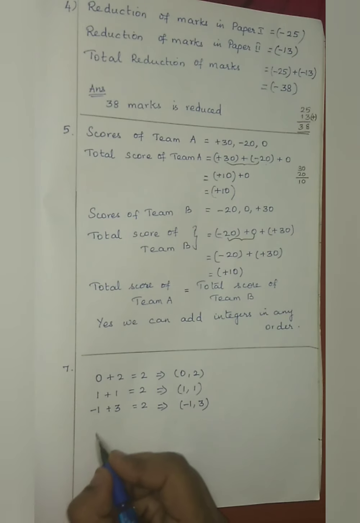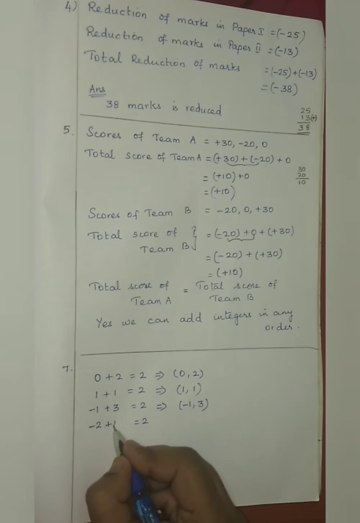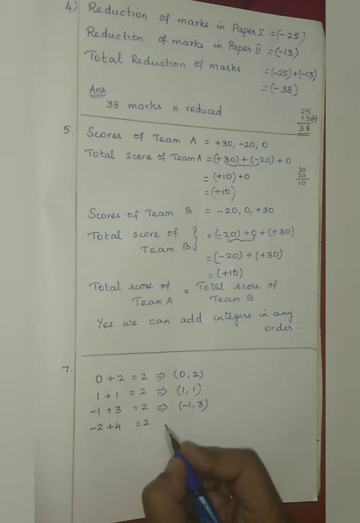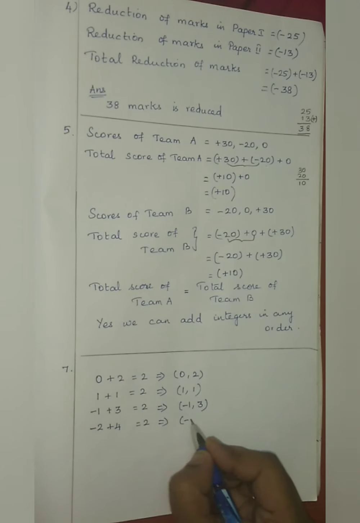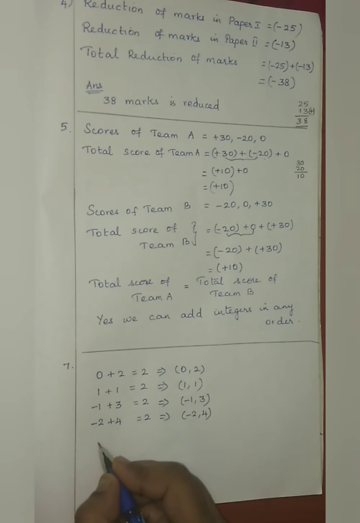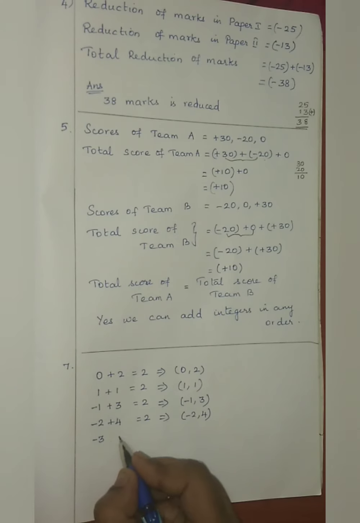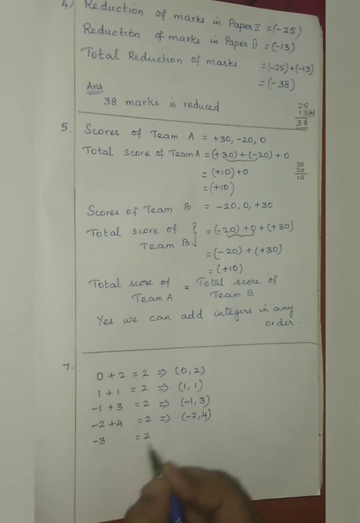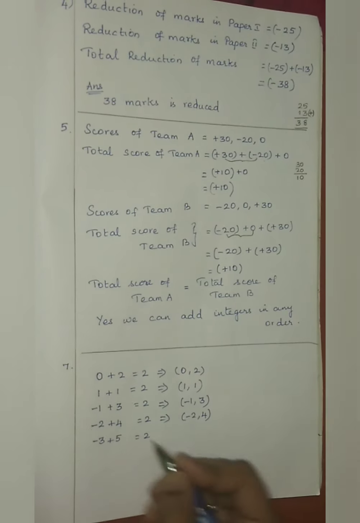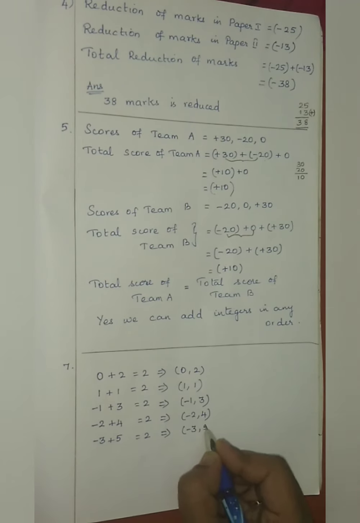3. The next pair, I am going to take the first integer to be minus 2. What when added to minus 2, I will get 2? 4. When 4 is added to minus 2, I will get 2. So the fourth pair is minus 2, 4. And in the next pair, I am going to take minus 3 as the first integer. So what when added to minus 3, I will get 2? 5. So the fifth pair is minus 3, 5.